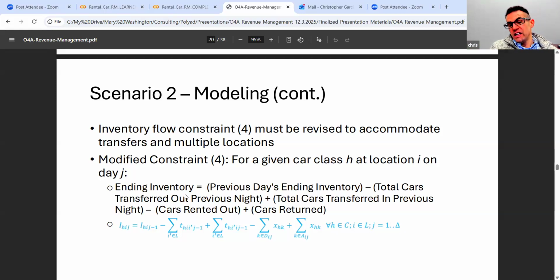The ending inventory is going to be the previous day's ending inventory, minus the total cars transferred out in the previous night, plus the total cars transferred in the previous night, minus the cars rented out today, plus the cars returned today. And that's going to give me my final ending inventory on day J here.